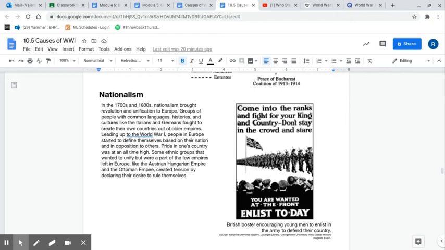Also, nationalism. We've spent a great deal of time talking about nationalism, whether it was Simon Bolivar in Latin America, Giuseppe Garibaldi in Italy, or Otto von Bismarck in Germany. How can a pride in one's nation, that sense of patriotism that corresponds with nationalism, be a catalyst for war? How can that be a catalyst for unity as well?